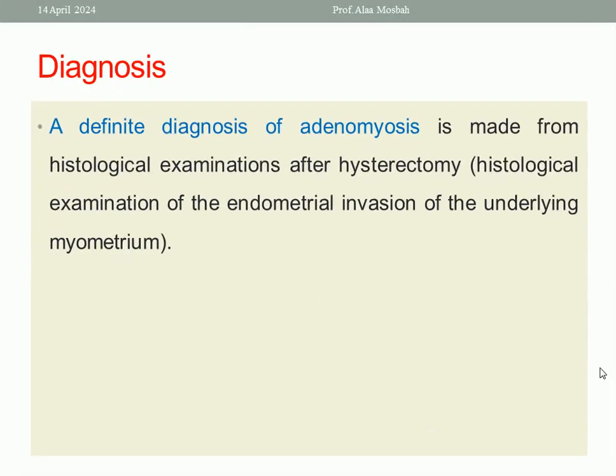Okay, a definite diagnosis of adenomyosis is made from histological examination after hysterectomy. Histological examination of endometrial invasion of the underlying myometrium. So when we do histopathological examination, we will find endometrial glands and the stroma invading the myometrium. This is the definite diagnosis of adenomyosis.